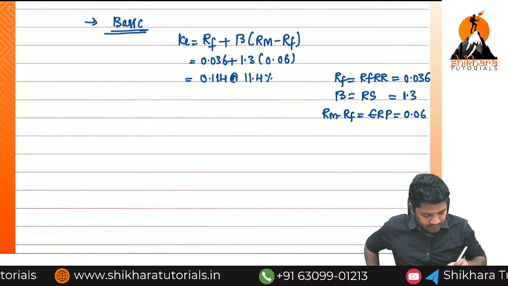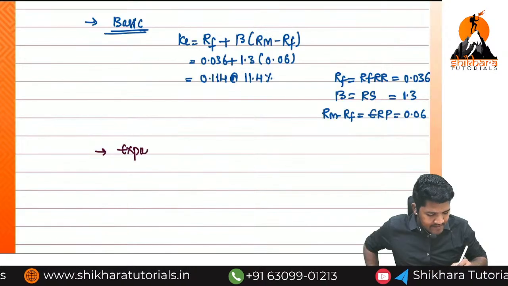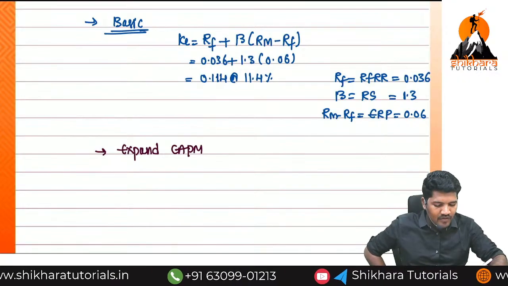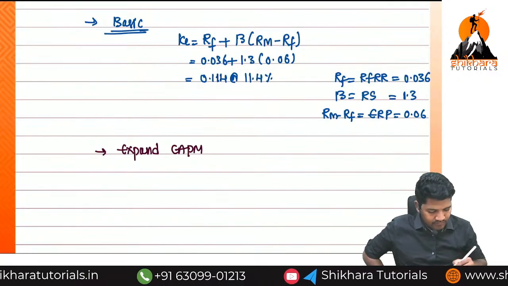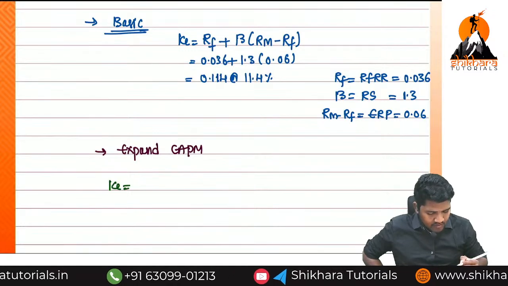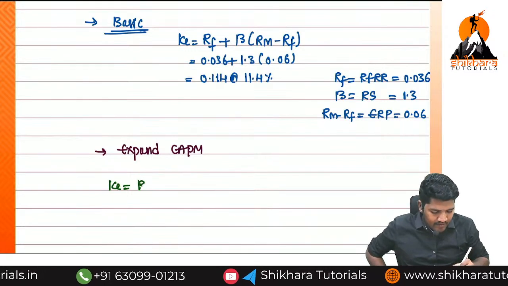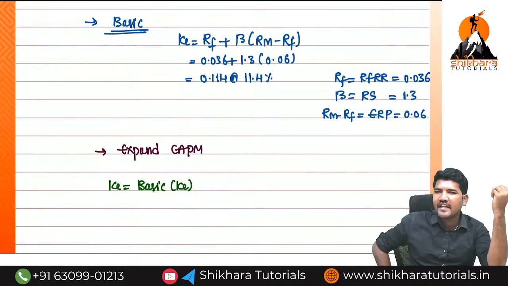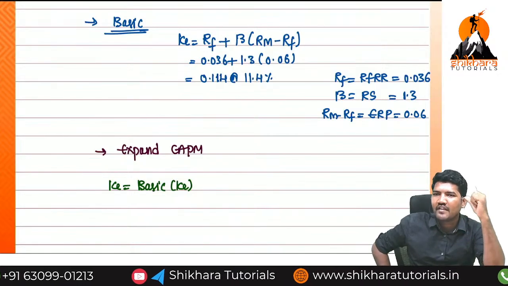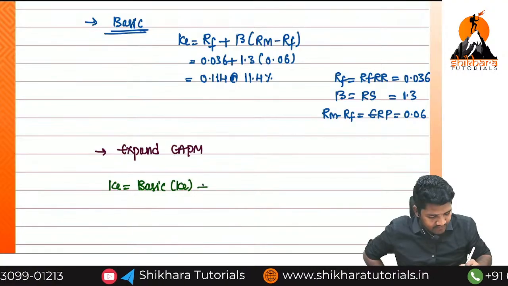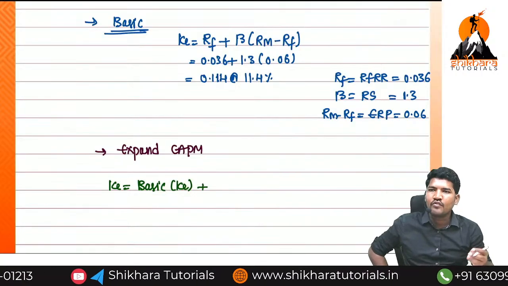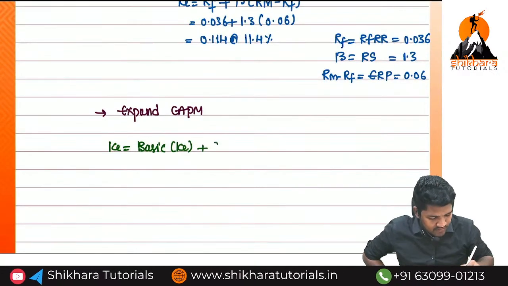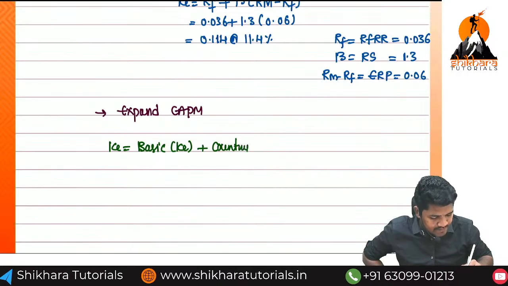Next, expand CAPM. Now, what's the formula for expand CAPM? You can take directly the basic KE. Can I take directly basic KE? That one is RF plus beta into RM minus RF, right? Plus, don't use a shortcut, go with the full form here itself. What is the next one? Country specific risk.